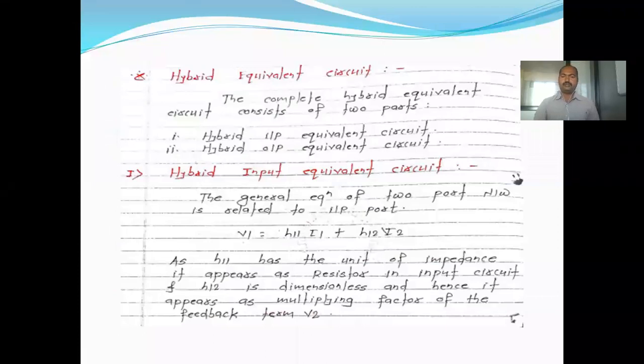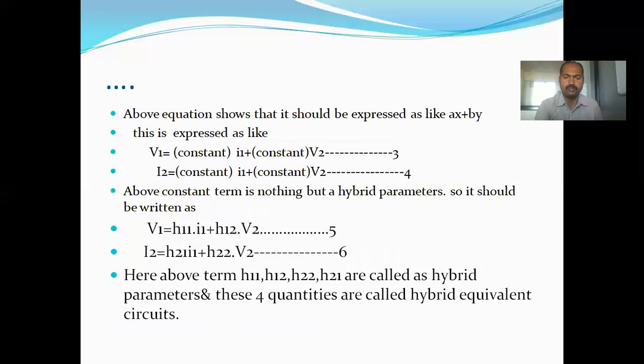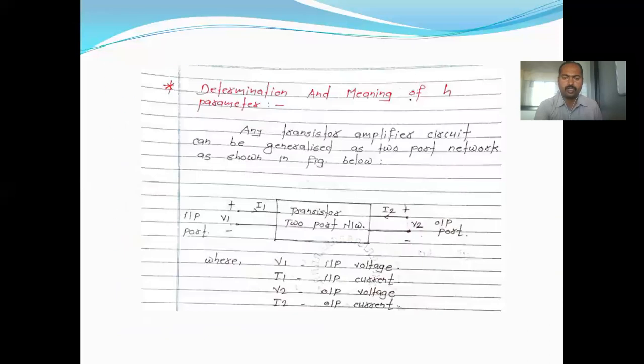Now see, when we have seen the hybrid equivalent circuit, it indicates the block diagram of the hybrid circuit. These are the block diagrams. See, here is the block diagram of the hybrid equivalent circuit. So it has V1 as the input voltage, I1 as the input current, I2 as the output current, and V2 as the output voltage, right? These are the things with respect to the two-port network.